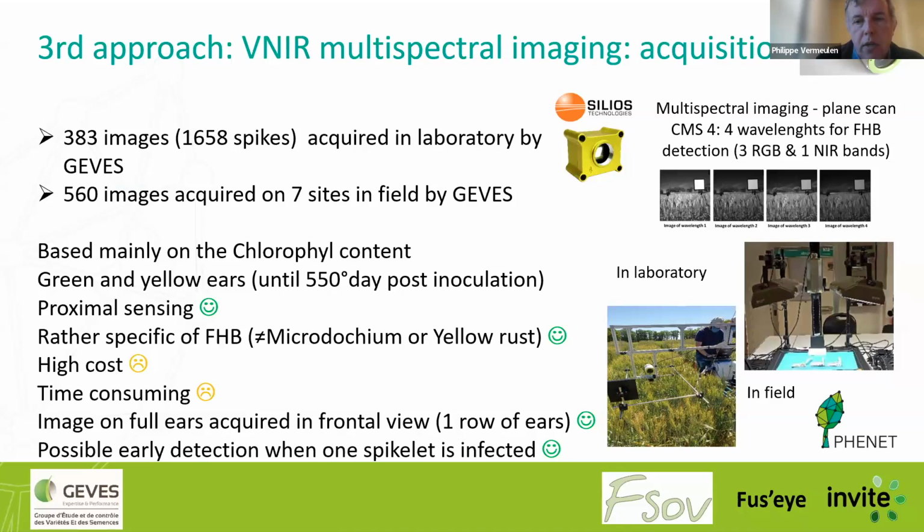The advantage here is we're working with images in proximal sensing. We are able to have a specific detection for Fusarium against Microdochium or yellow rust. You are able also to have early detection when just one spikelet is infected. But the problem with this method is the high cost of the device and the time consumed for the acquisition.